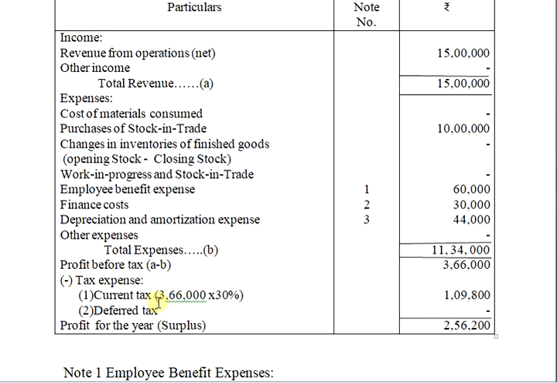Less tax expense, current tax 3,66,000 into 30%. How much will you be getting? 1,09,800. Again deduct deferred tax. Is there any deferred tax? Nil. So profit for the year, surplus, is 2,56,200. How we got 2,56,200: 3,66,000, in that current tax 3,66,000 into 30% will be 1,09,800. So profit for the year, that is the surplus, will be 2,56,200. My dear students, these problems are very much important for the 6 marks sections.